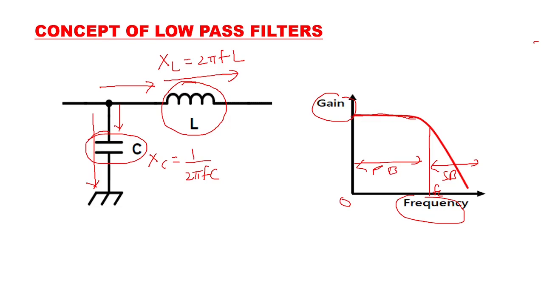Okay. So in this way, for low pass filtering, the inductors should be connected in series of the circuit and a capacitor should be connected in parallel of the circuit. So it will give the concept of low pass filters.